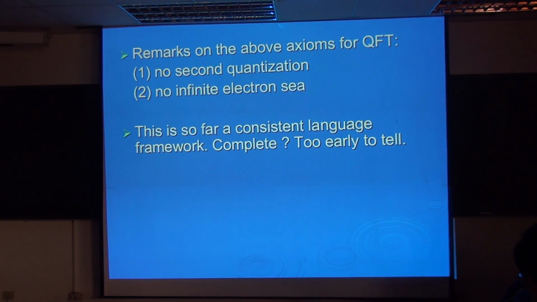So what is the message here? In fact, there is no so-called second quantization, only one quantization. This is so far a consistent language. Maybe it's also complete, we don't know.